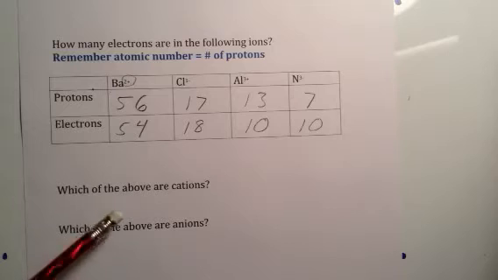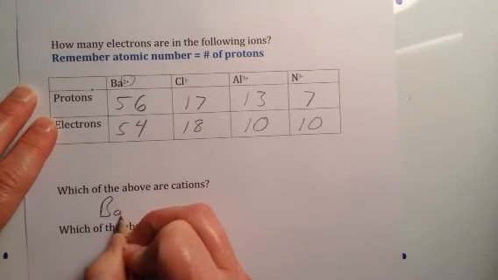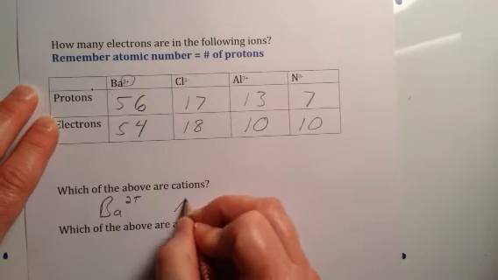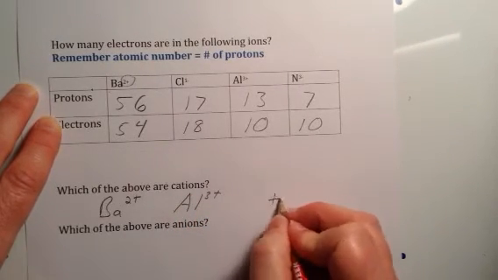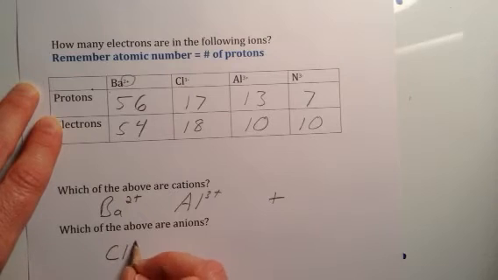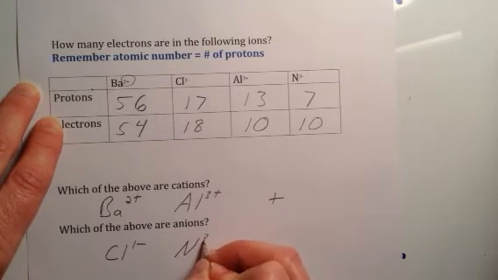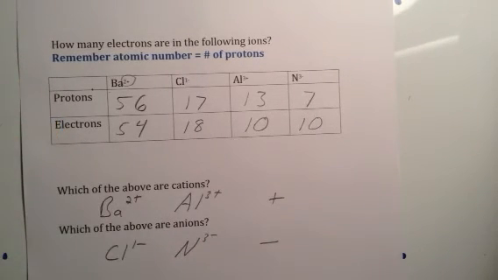So they have asked the question down here, which of the above are cations and which are anions? Barium would be a cation. Aluminum is a cation because they have a positive charge. Which of the above are anions? The chlorine 1- and the N3- would be anions because they have a negative charge.